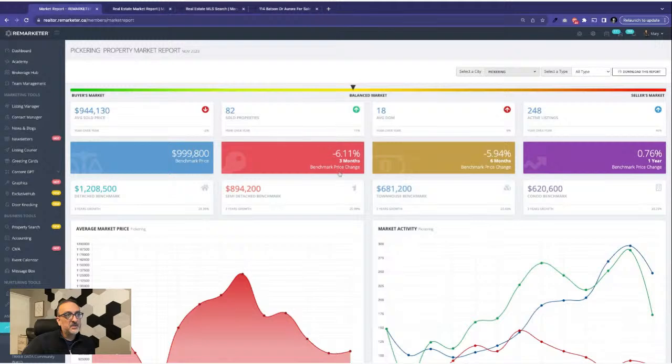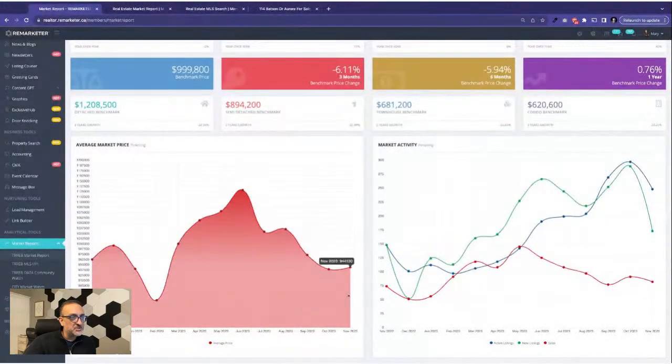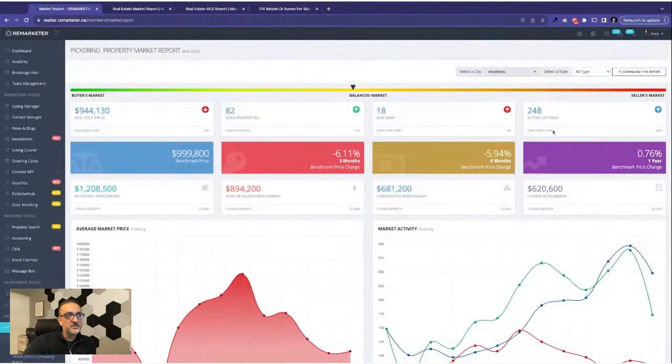Now, looking at benchmark price change over 3 months, we've had a decline of 6%. Over 6 months, we've had a decline of 5%, and year over year, we had an incline of almost 1%. So that's the benchmark price for you. This is basically showing you that even though we've had so many fluctuations in the average market price, the benchmark price over the past year has pretty much been stable. So we are at the same kind of prices that we had last year in Pickering.